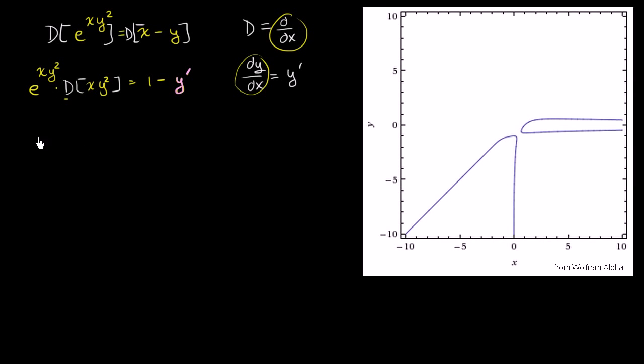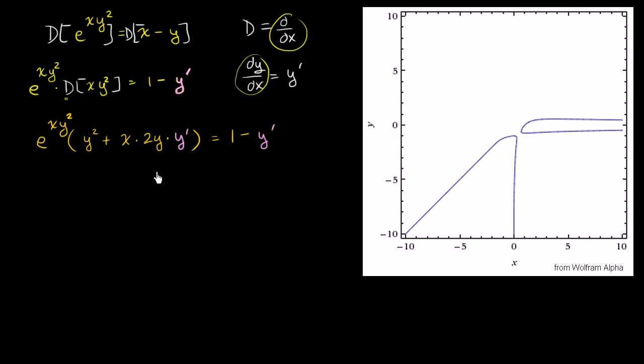So once again, this is going to be equal to e to the x y squared times the derivative of this. Well, the derivative of this, we can just use the product and actually a little bit of the chain rule here. So the derivative of x is just 1 times the second function. So it's going to be times y squared. And then to that, we're going to add the product of the first function, which is this x, times the derivative of y squared with respect to x. Well, that's going to be the derivative of y squared with respect to y, which is just going to be 2y, times the derivative of y with respect to x, which we are now writing as y prime. And that's going to be equal to 1 minus y prime.